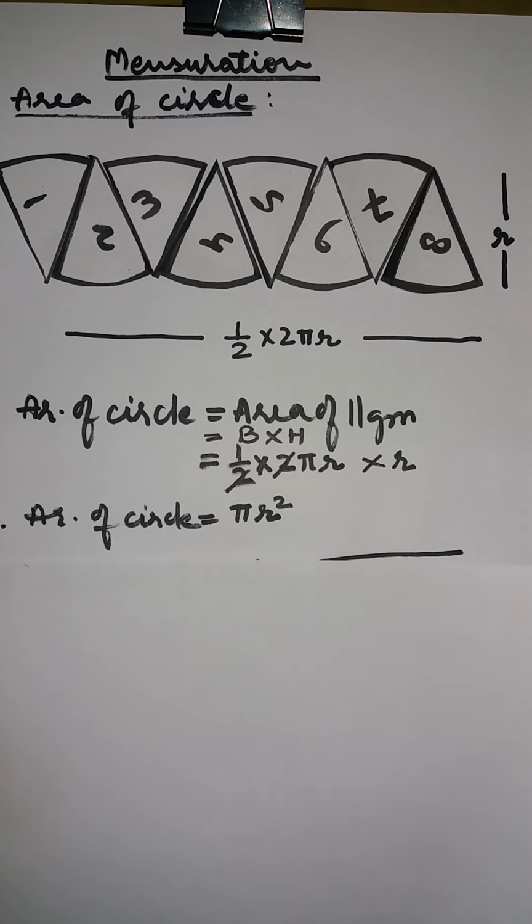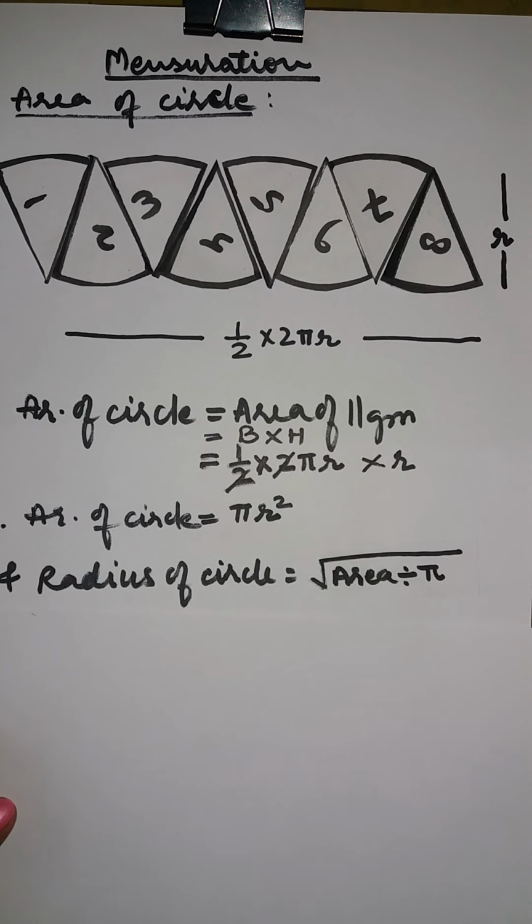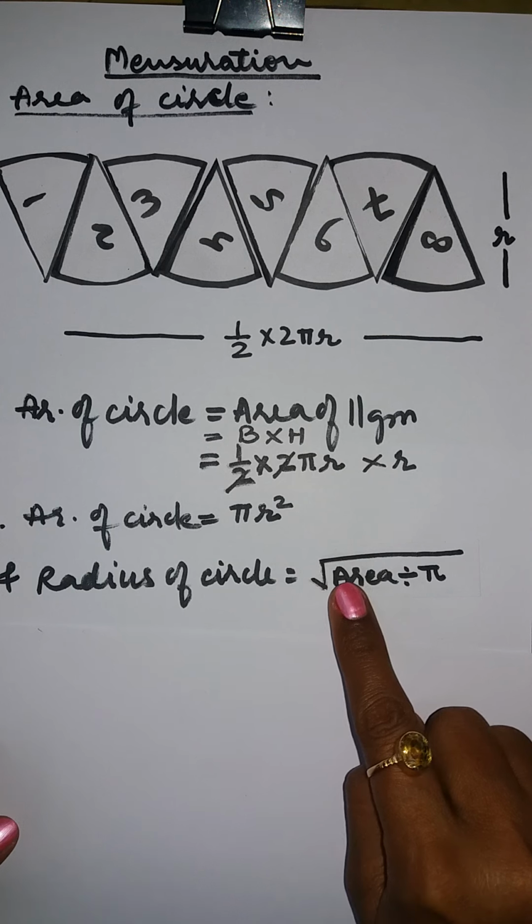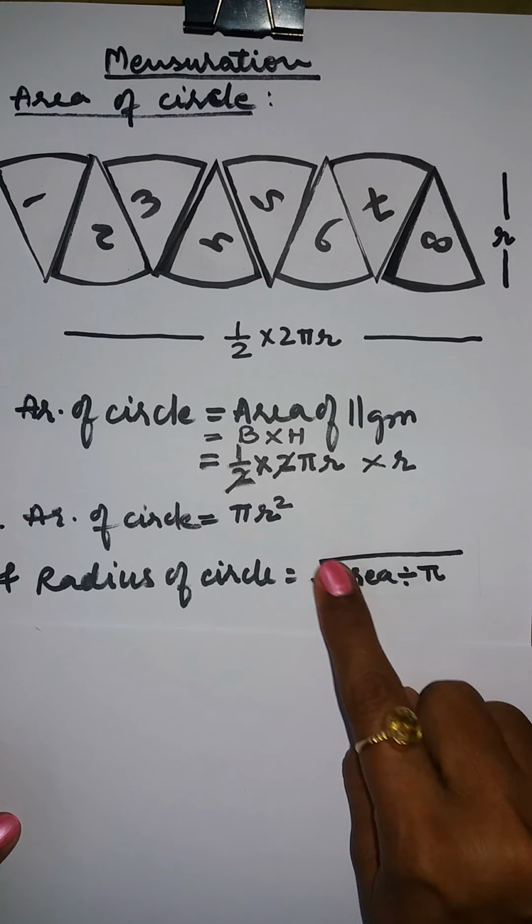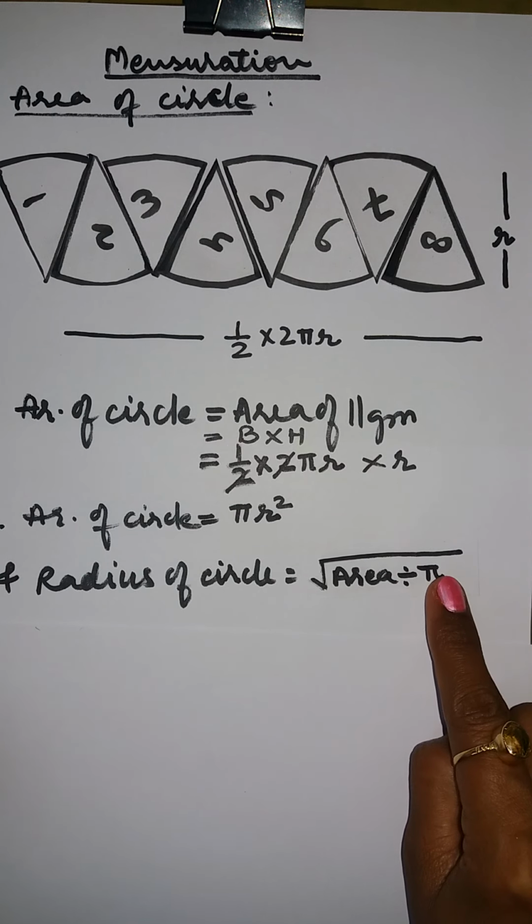And if we want to find out the radius of the circle, then we find the under root of area divided by pi.